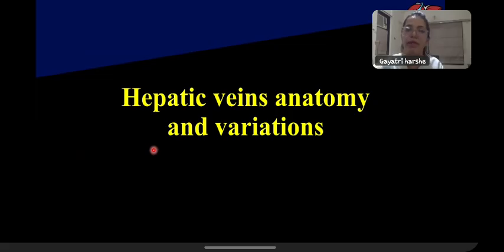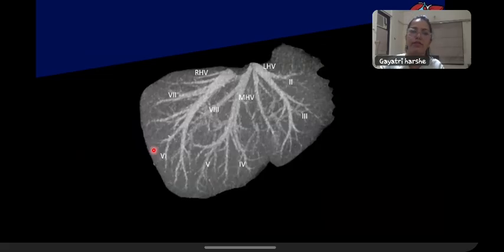So moving forward with the hepatic venous anatomy and its variation. As we saw in the volumetric view, this is the left hepatic vein, this is the middle hepatic vein, and this is the right hepatic vein. We saw how we do the segmentation, and these are the segmental veins which are draining particular segments. So this is segment 3 and segment 2, and you can see this segment 2 and these are segment 3 veins, and this is the umbilical vein which is draining into the left hepatic vein.